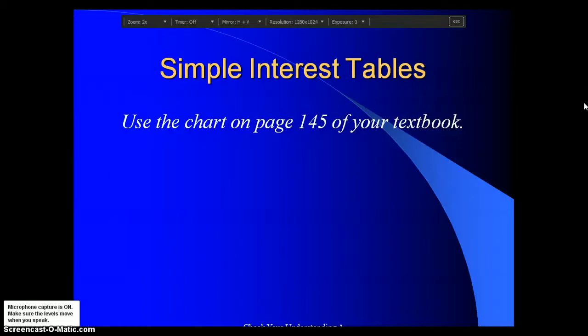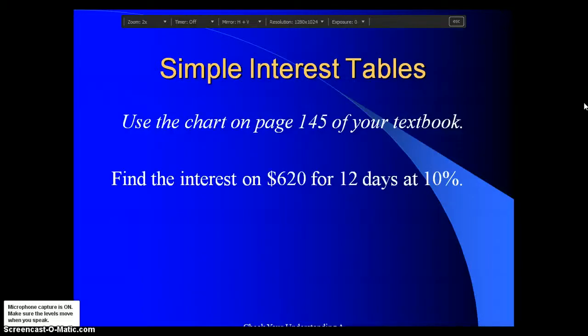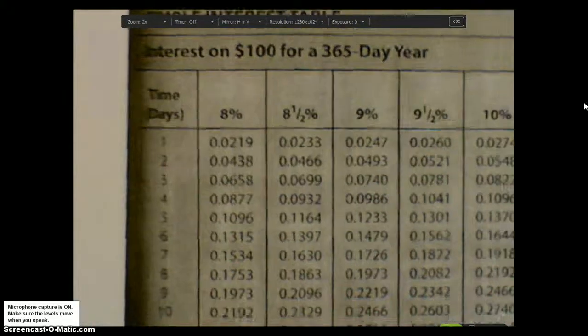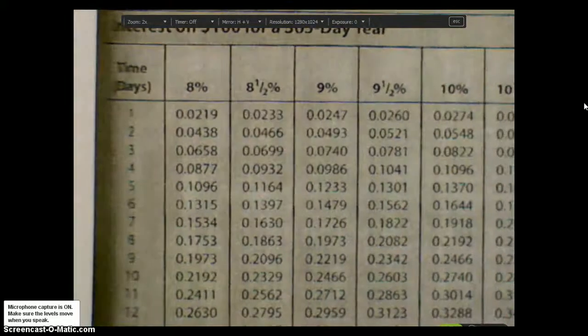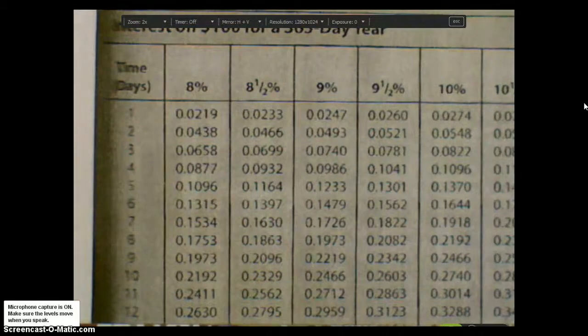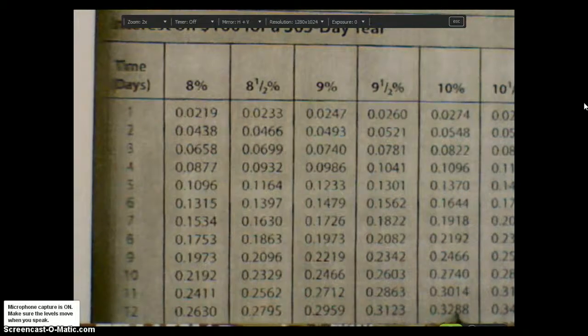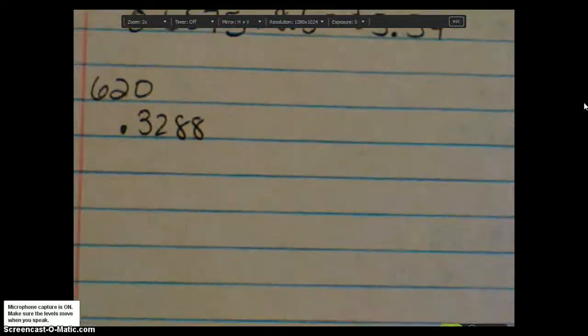So we'll go through another one. This is check your understanding A on page 145 in your textbook. It's $620 interest, 12 days at 10%. So we'll switch back to the camera. 620 for 12 days. Once again, like with any other chart, I suggest you use a straight edge. So 12 days at 10%. 10% is clear over here, 0.3288.